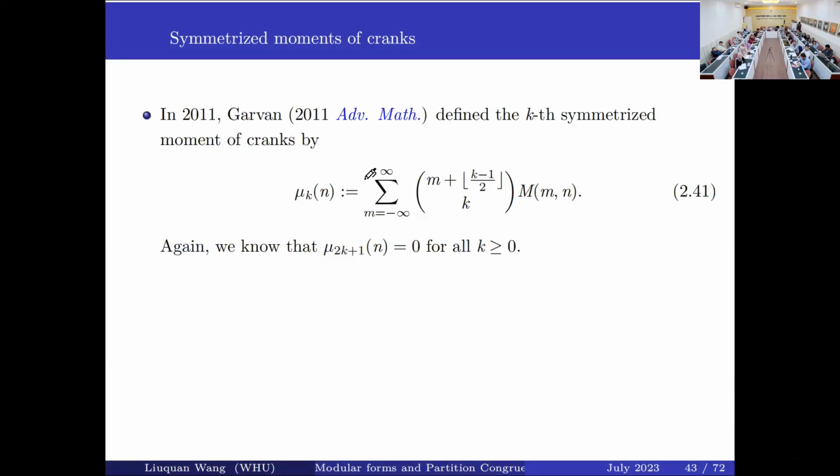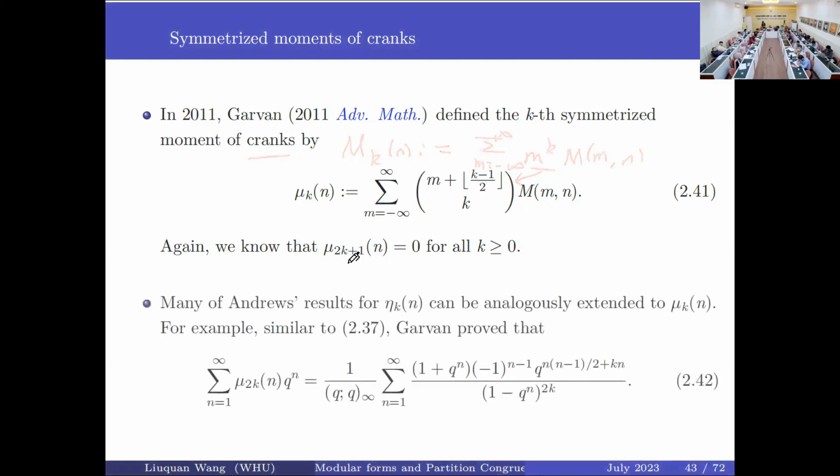And in 2011, Garvan defined the k-th symmetrized moment of cranks by the notation μ_k(n). In the original definition, Andrews and Garvan's original definition, the k-th moment of crank is defined this way: m to the k-th power times M(m,n). And he also replaced this part by this binomial coefficient. Then again, we can prove that all the odd order symmetrized moments are zero. Hence, we only need to consider the case when k is even.